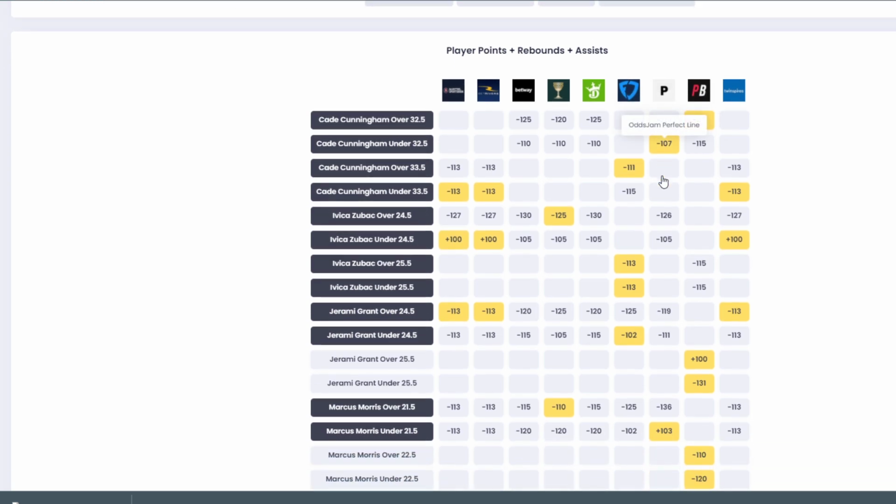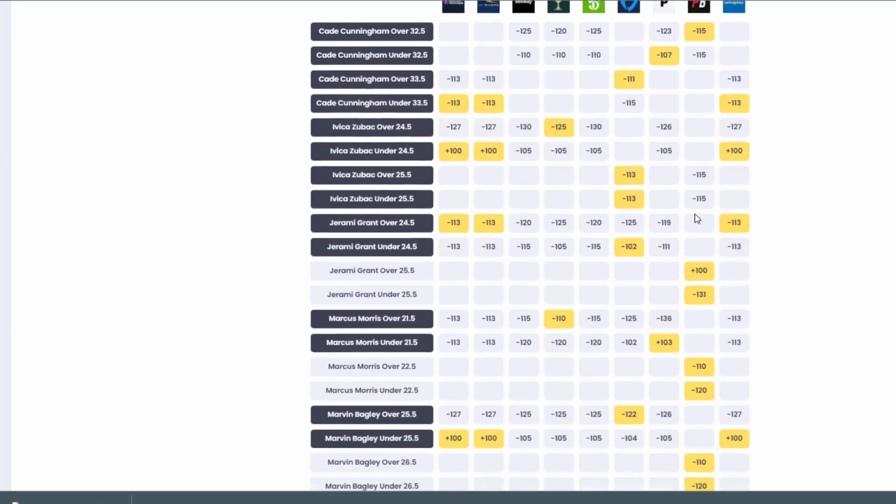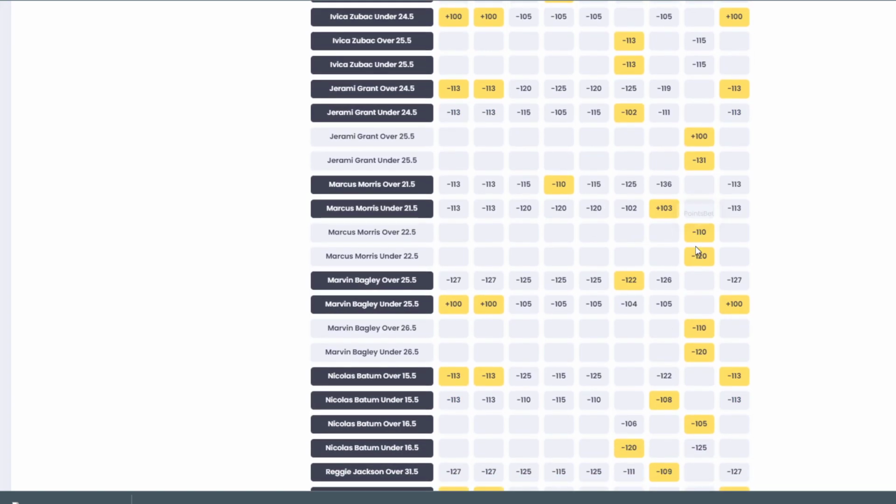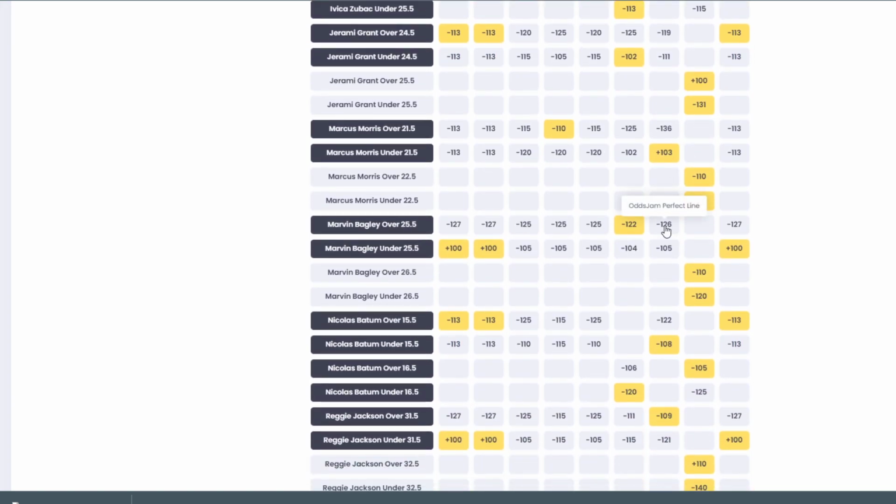So I do like it, but there's not a whole lot of meat left on the bone for that one. Coming down a little bit more, Marvin Bagley's another one I love. It's at minus 126. You get it at minus 122 at FanDuel. There's not a lot of market inefficiencies in this, but I still would play this. I love this play.